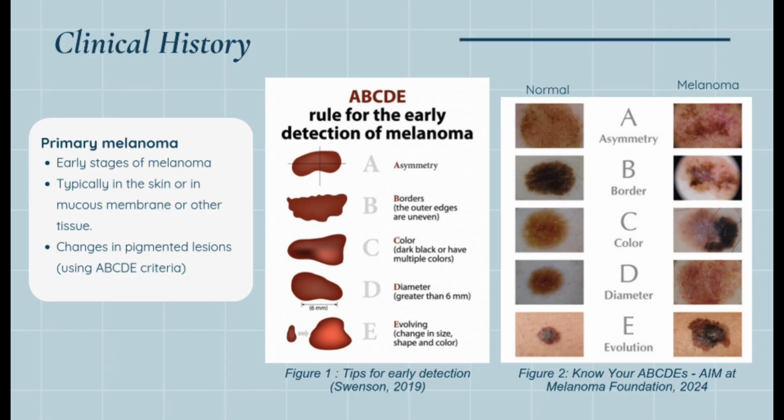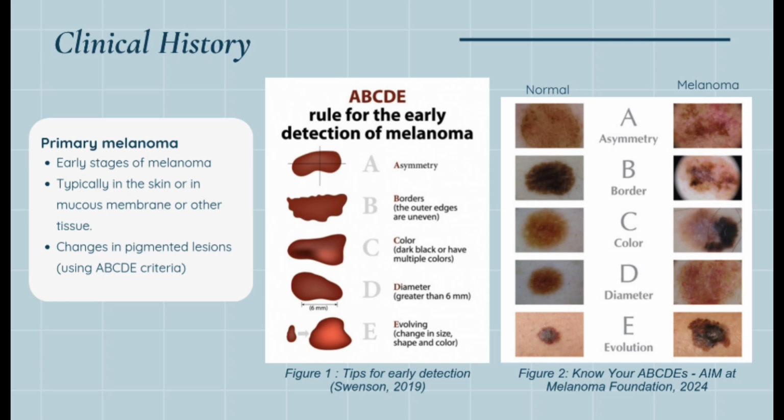Now, we look at clinical history. Clinical history is to identify early and then can treat early before it becomes worse. The first one is primary melanoma. It is early stages of melanoma. We look at the changes in pigmented lesions using ABCD criteria.